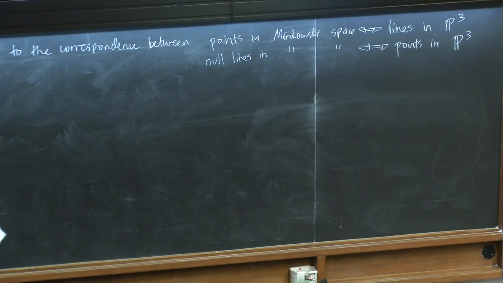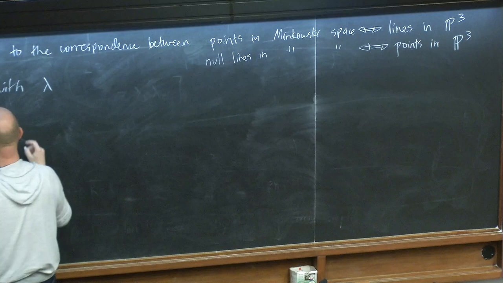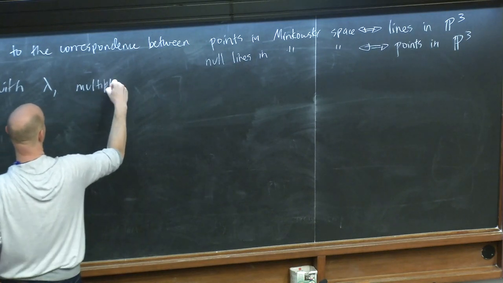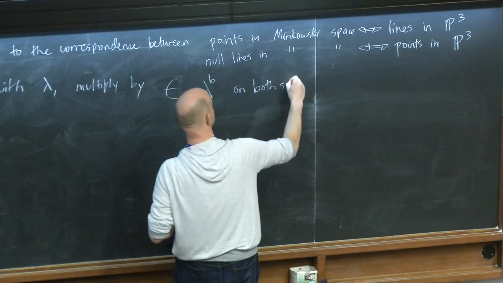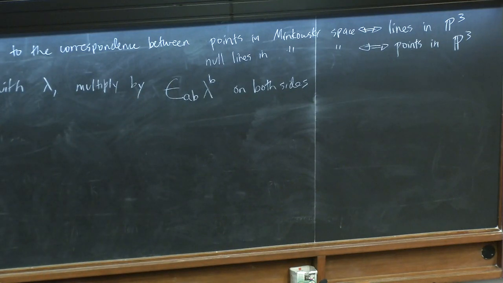Let's do the formulas now so that you see how the construction works. First, we take this formula and we contract it with lambda. So when I use the word contract, I mean multiply by epsilon ab lambda b on both sides. This, of course, is lambda I a, lambda I tilde a dot. So on the left-hand side, we're going to get 0. Because, there should be an I there. I apologize. On the left-hand side, we're going to get 0 because the epsilon is going to kill. We have lambda I anti-symmetric inner product with itself, so we get 0.